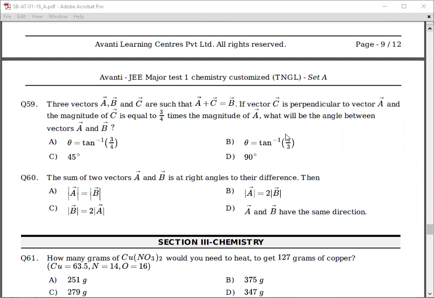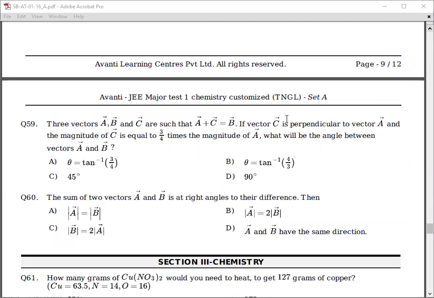Now, 59. Three vectors A, B, and C are such that A plus C is equal to B, right? If the vector C is perpendicular to vector A and the magnitude of C is equal to 3 by 4 times that of A, what would be the angle between A and B? ये तो हो जाएगा ना, right? Again, not that easy, but हो जाएगा. Okay, C is perpendicular to A, and magnitude of C is equal to 3 by 4 times magnitude of A. Okay, so think about it.